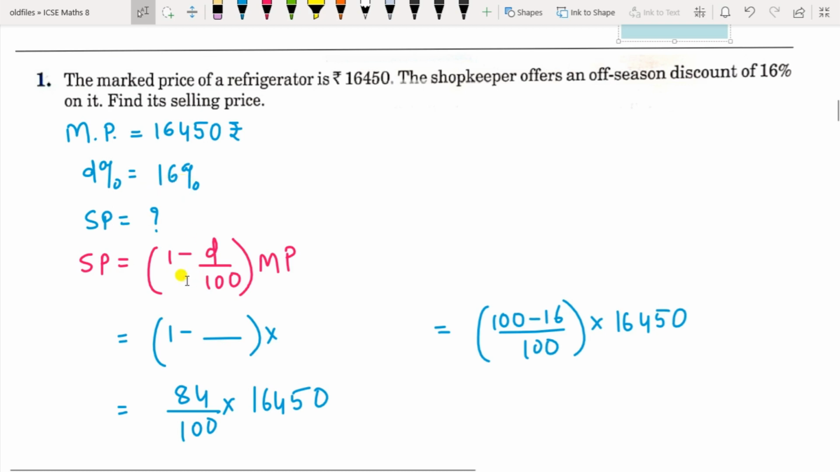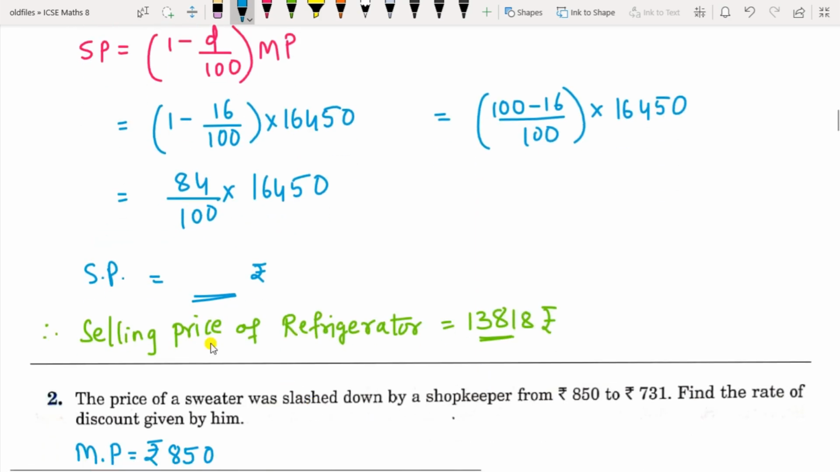So write the formula when D% has been given. Selling price will be 1 minus D upon 100 into MP. So here, 1 minus 16 upon 100 into MP, which is 16450. Substitute all the values here of D and MP. Now take this LCM. This will be 100 minus 16 upon 100 into MP. 100 minus 16 is 84 upon 100 into this.